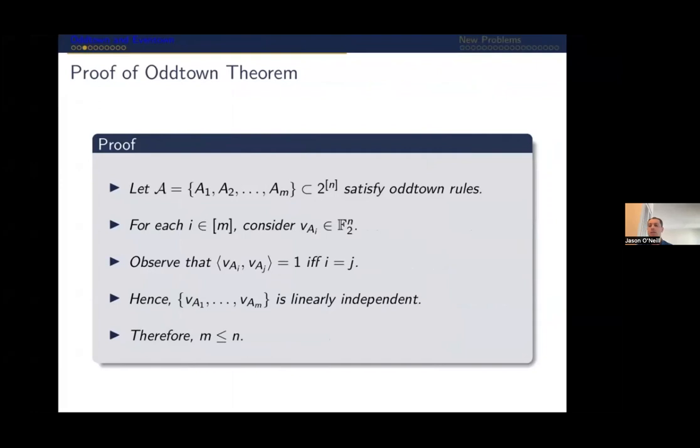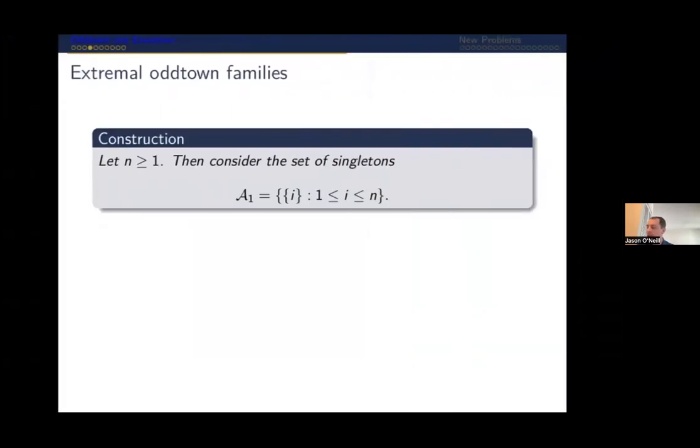And you might wonder, can you actually construct things that have n elements? And it turns out there are many ways to do so. The first way, probably the first thing that comes to mind, is to take the singletons. So the singletons, each set is going to have size 1, which is odd, and then pairwise intersections are going to be 0. But that's not the only thing you can do.